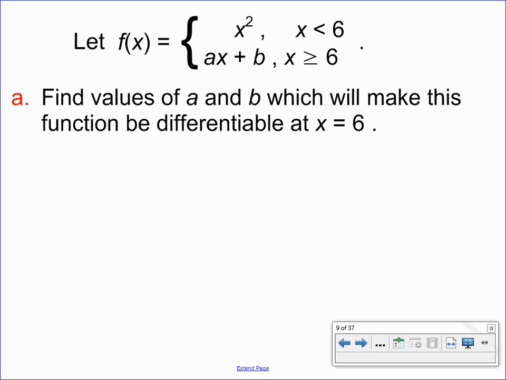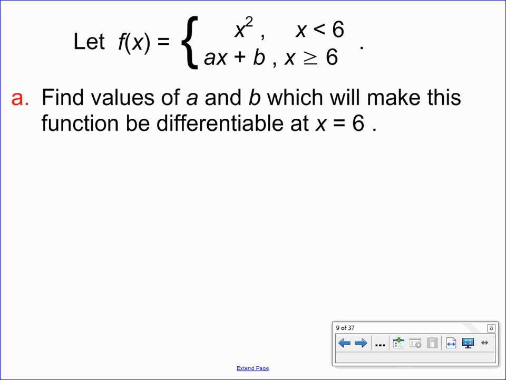And for our piecewise defined function, what we're going to do is find values of A and B, which will make the function differentiable at x equals 6. And so here we've got a piecewise defined function, right? We've got a breaking point here at x equals 6 where my function rule switches. On the left-hand side, it appears as though my function is given by x squared, and on the right-hand side of 6, it appears as it's given by ax plus b for constants a and b. Let's go ahead and find values of a and b, which will make this function differentiable.